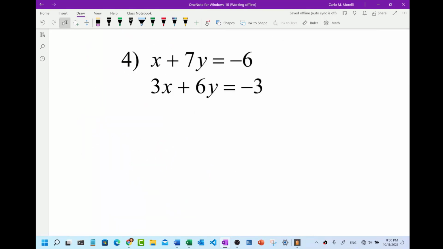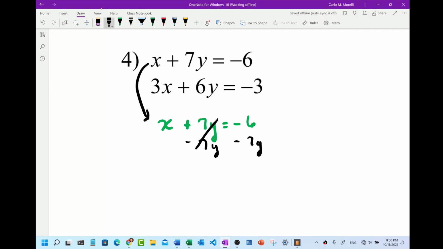Here we are on number 4. The top equation is going to be way easier to solve for. So let's just write this out. x plus 7y equals negative 6. All we have to do is subtract 7y from both sides, and we've got x by itself. So x equals negative 7y minus 6. So now that we know that, we can substitute that back into this bottom equation here.